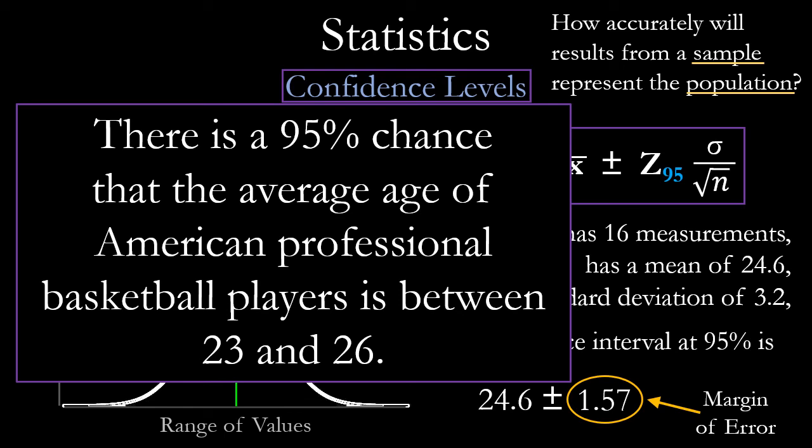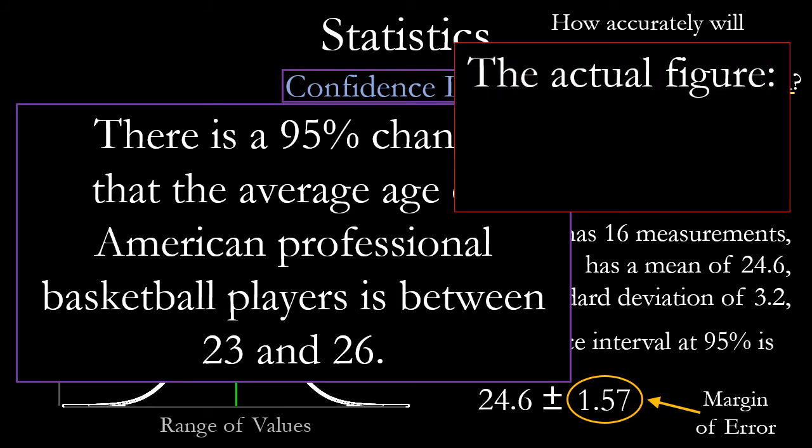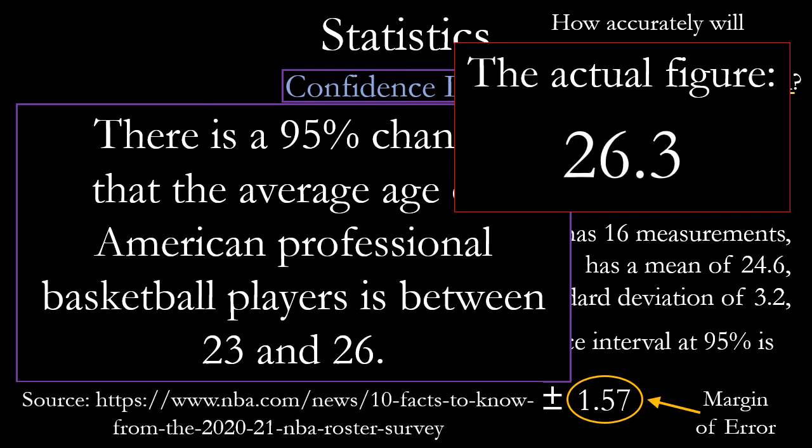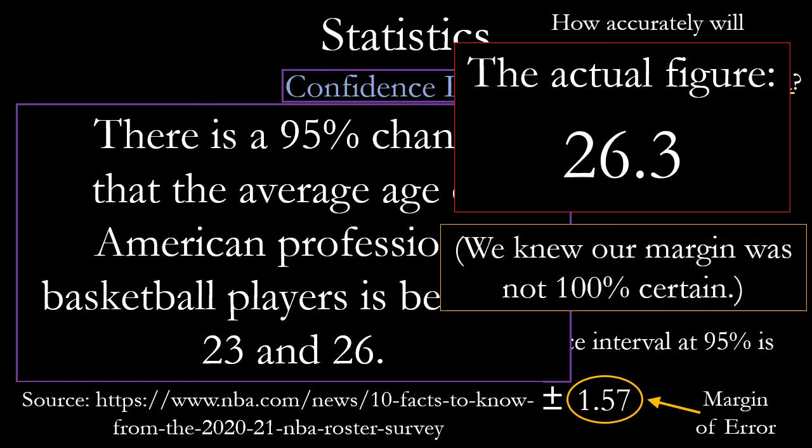So let's take a look at what actually is the case. What is the actual average age of NBA players? The actual figure, 26.3, right? Now we've said that the average age is going to be between 23 and 26 with about 95% accuracy, within that margin of error. Well, we knew that our margin was not 100% certain, right? So there's always the possibility that the actual average could be outside of what we've said our margin of error is, right? Because again, we haven't said 100%, we've only said 95%.